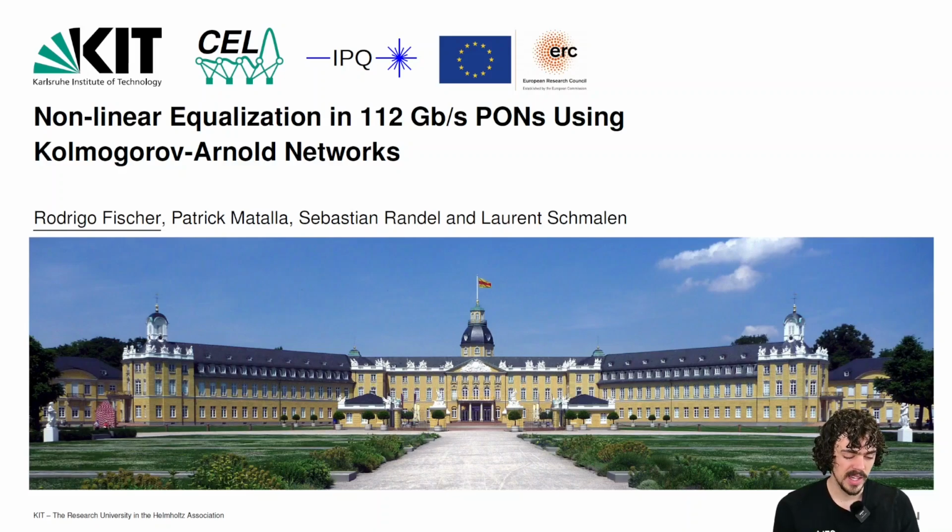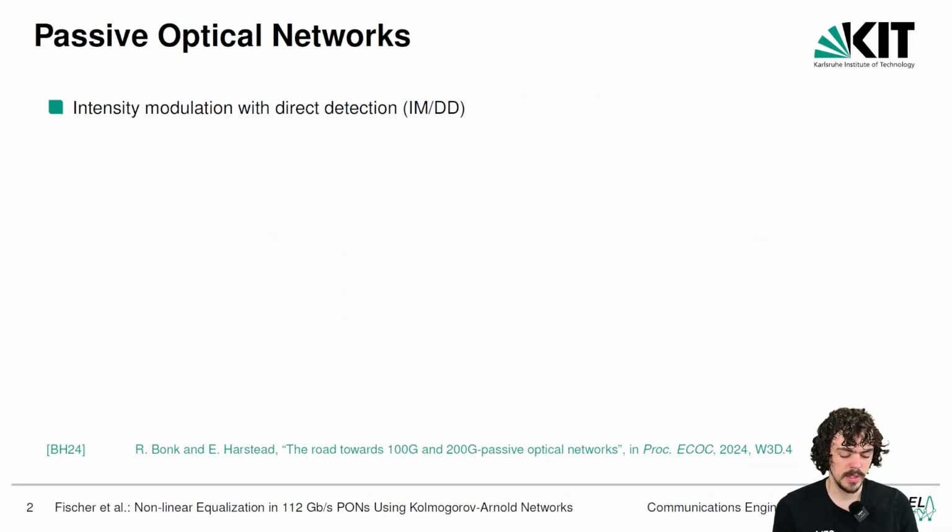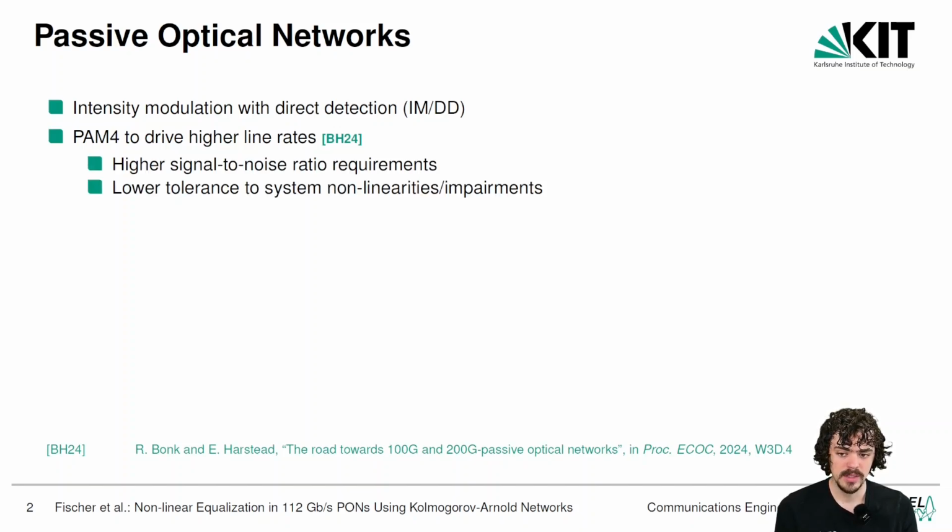Networks. I start by introducing a little bit of context. In passive optical networks, typically IMDD is employed due to its associated lower hardware costs and also complexity. In the IMDD context, PAM4 is set to drive higher line rates. However, this comes with higher signal-to-noise ratio requirements and also lower tolerance to system nonlinearities and impairments.